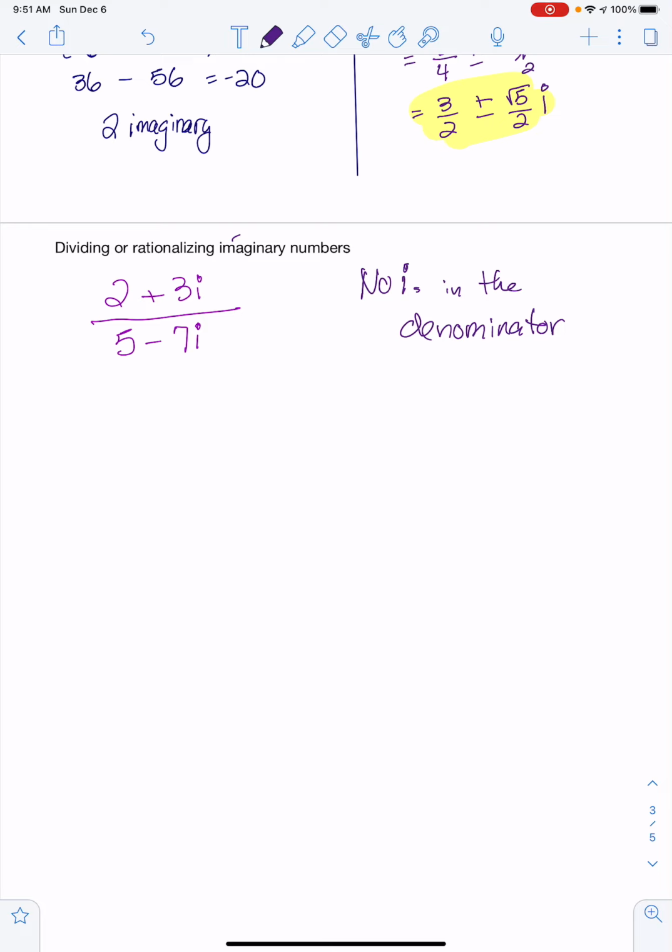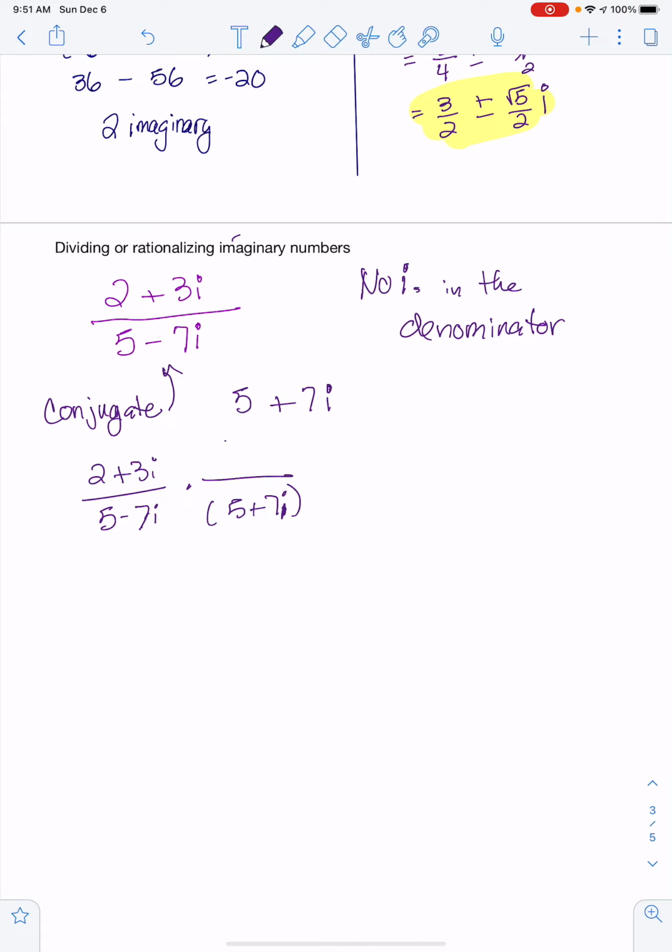And so to do that, we're going to find what's called its conjugate. All that the conjugate of the denominator is, is the same numbers, but the opposite sign. And so that's a negative, we're going to make our conjugate positive. And we're going to multiply our problem up and down, because we're creating an equivalent fraction, times 5 plus 7i over that. And so if you think about what that means, we're really just multiplying by 1. The ugliest one ever, but we're multiplying by 1.